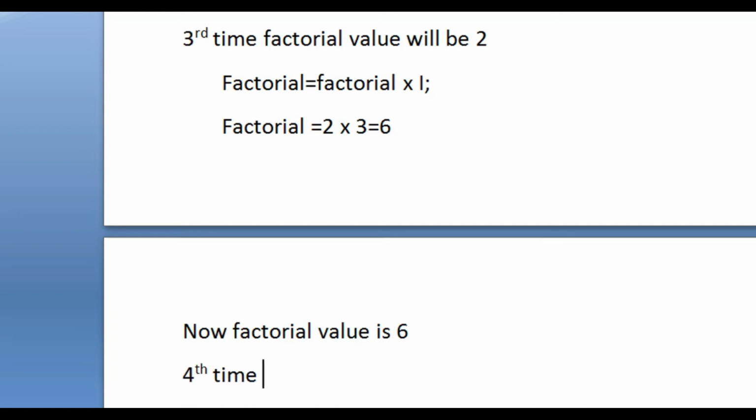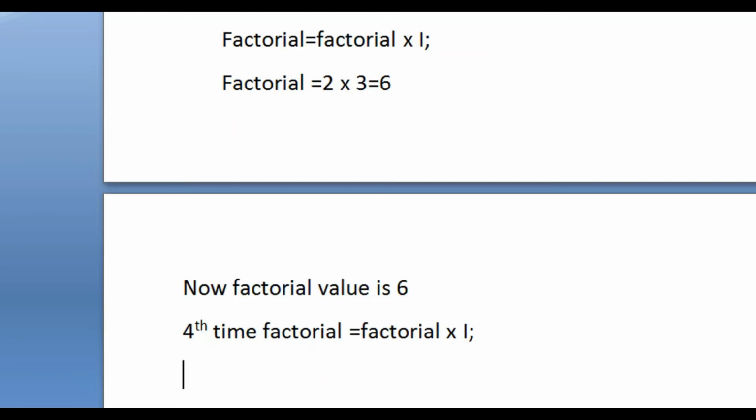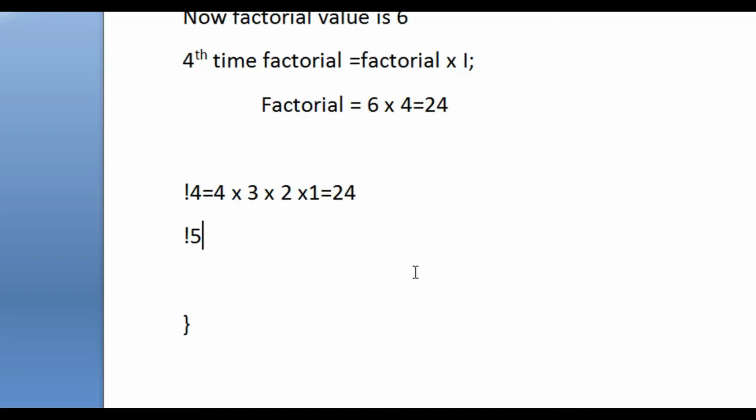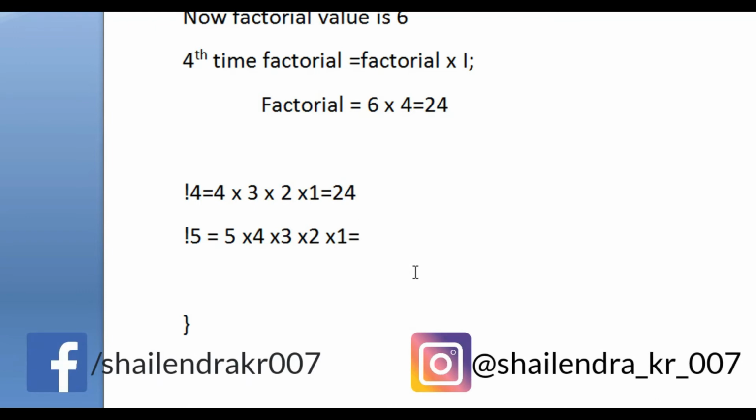Okay, now factorial multiplied by I. So tell me what is the factorial value? It is 6, and multiply by I, which is 4. Okay, it will be 24. And if we do it manually, 4 times 3 times 2 times 1, it will be 24. Same. Okay, and we can do the same for factorial 5. 5 times 4 times 3 times 2 times 1. Okay, it will be 120, right?